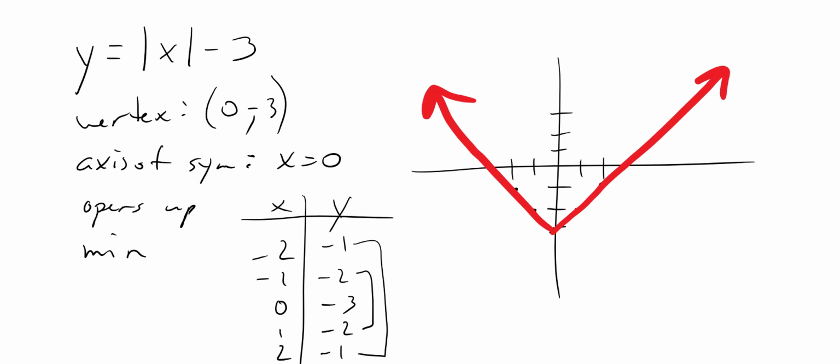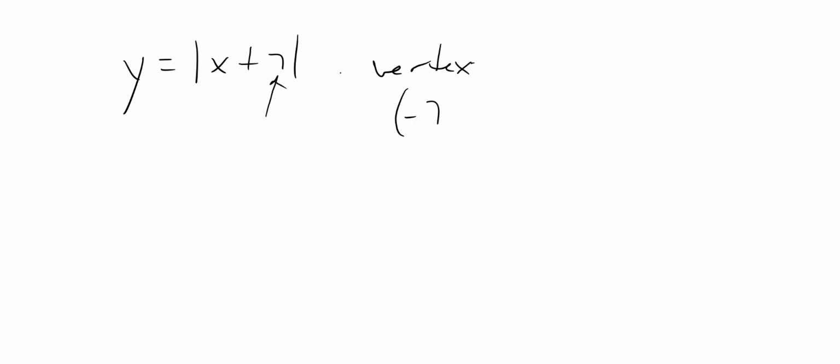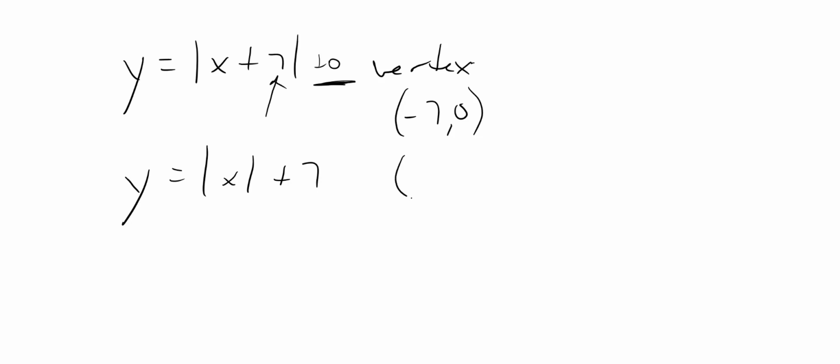So real quickly, just a couple more vertex problems here, right? If I said y is equal to absolute value of x plus 7, that's it. Well, you guys would tell me my vertex is what? It's opposite of this, so negative 7, and there's nothing here, so it's like saying plus 0, so negative 7 comma 0. Okay, as opposed to this one, right? This one is 0 comma 7.